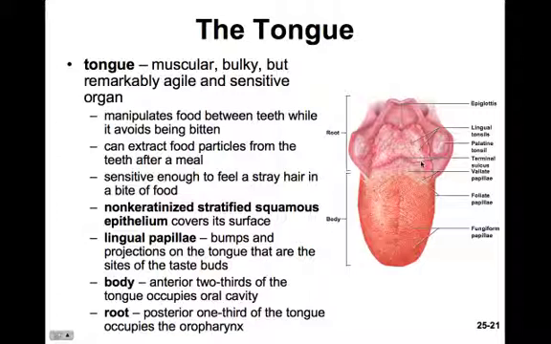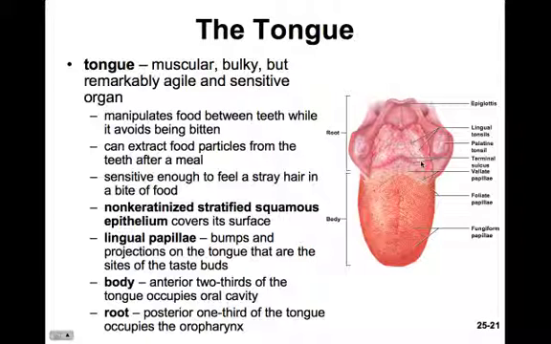The tongue is a muscular and bulky but really agile organ. It's used to manipulate food between the teeth, and it avoids being bitten. We can extract food particles from the teeth after a meal, and it's very sensitive. So sensitive we can feel such a thing as a stray hair in a little bite of food. It's mostly made of non-keratinized stratified squamous epithelium. There are little bumps all over its surface called lingual papillae, and these are the sites where we will find taste buds. However, we covered taste buds in a different chapter.